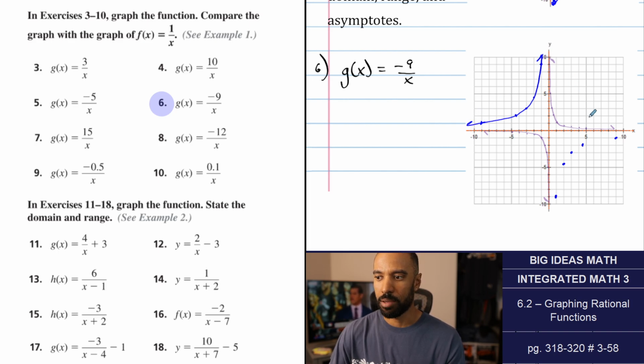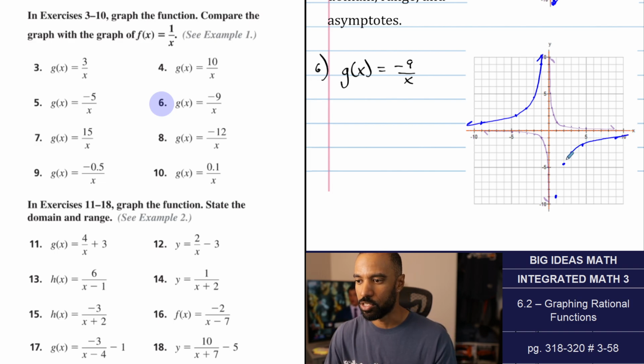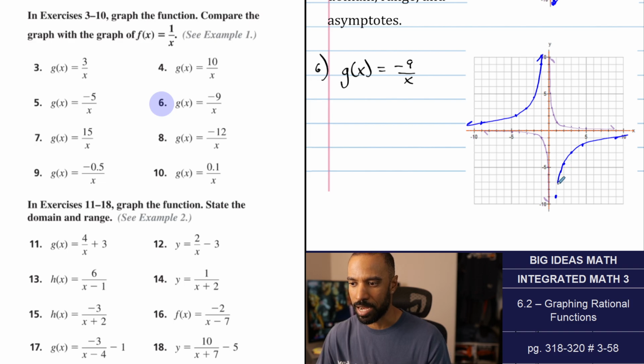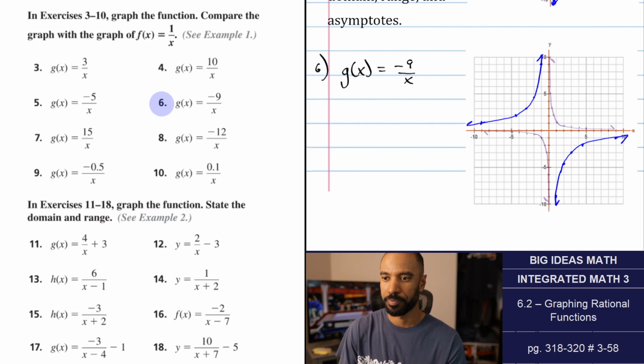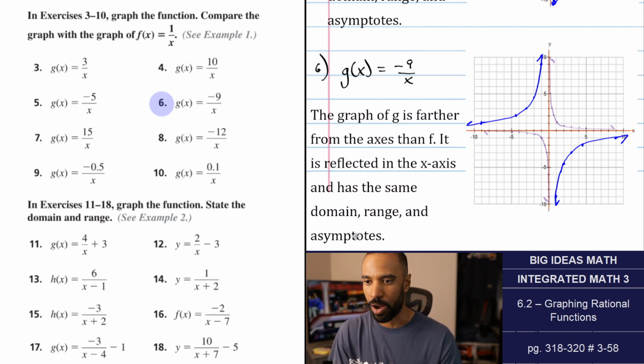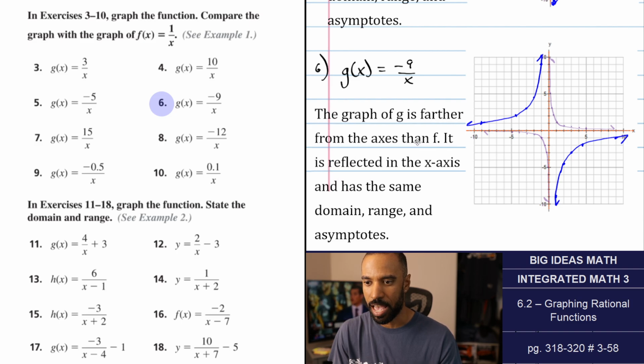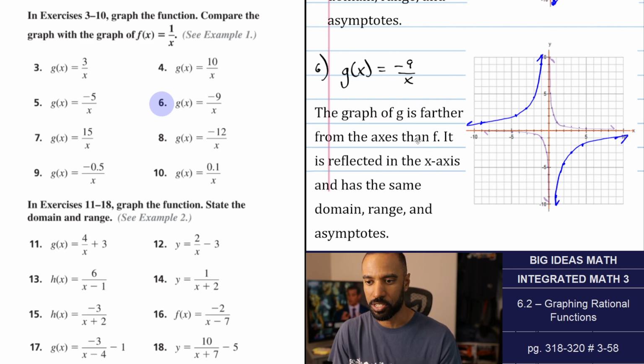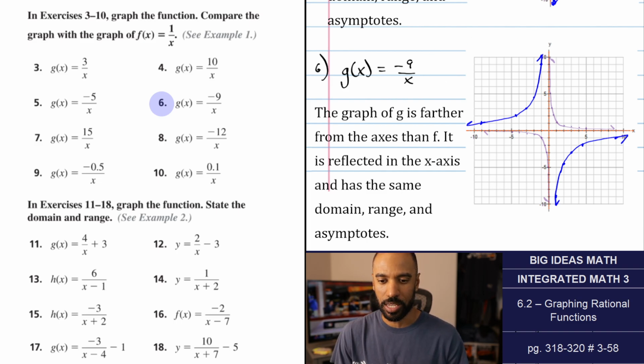If you notice, by the way, I'm doing the half arrow thing, the same thing I did for asymptotes for exponential functions. Definitely not a requirement, and definitely something of habit for myself that I do toward any asymptotes. It's my way of saying I'm getting closer to the asymptotes without actually hitting. So I prepped this other text right here. The graph of g is farther from the axis than f. It is reflected in the x-axis and has the same domain, range, and asymptotes. It's my way of getting tricky quick with it because I'm already almost 40 minutes in.